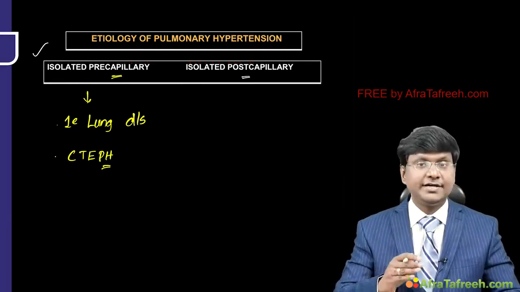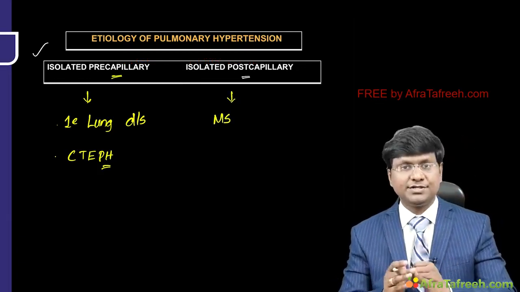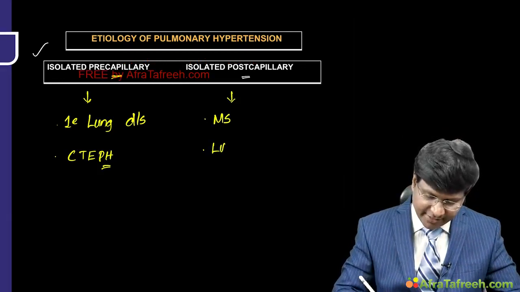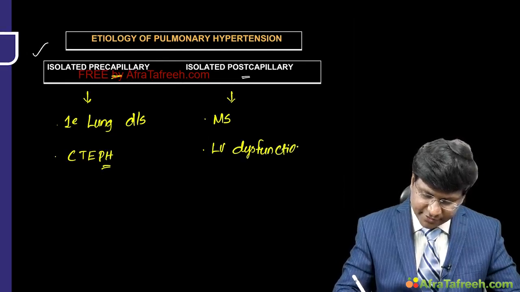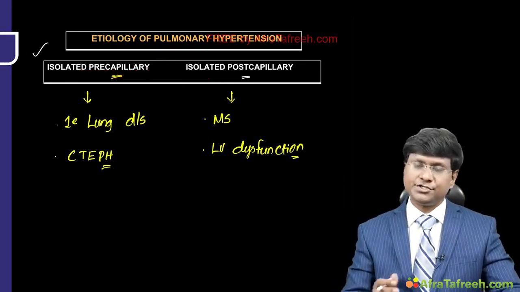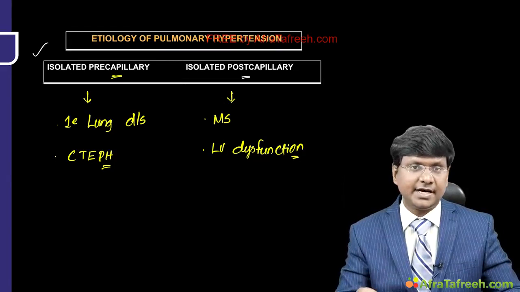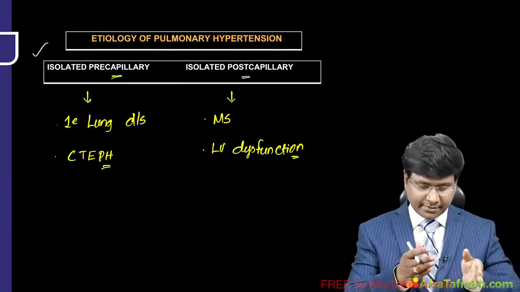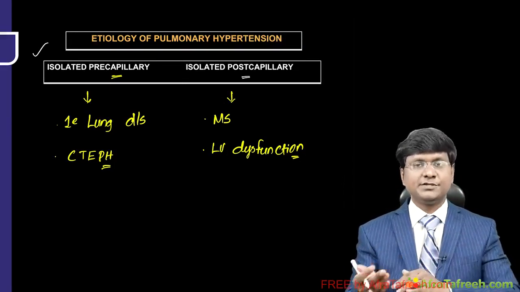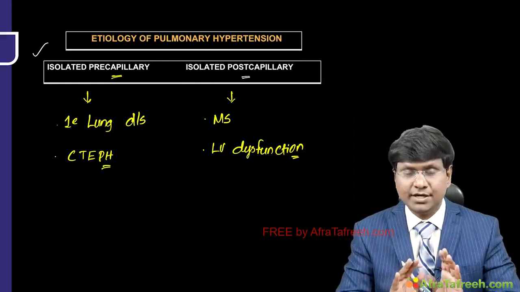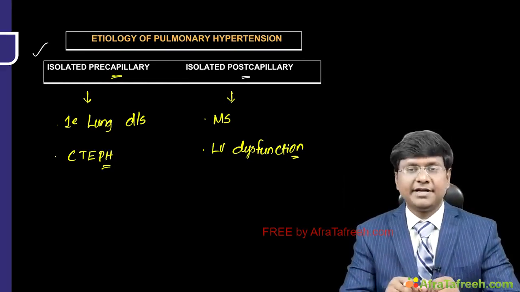Then what are the causes for isolated postcapillary? The isolated postcapillary will be mitral valve pathologies in the form of mitral stenosis, and then left ventricular dysfunction, right? The development of this left ventricular dysfunction could be due to any reason, either MR or AR or AS or coronary artery disease or dilated cardiomyopathy, anything. So this is your isolated precapillary and isolated postcapillary. But occasionally there can be combined pre and postcapillary pulmonary arterial hypertension. So this is about how you group the pulmonary arterial hypertension according to your WHO classification.